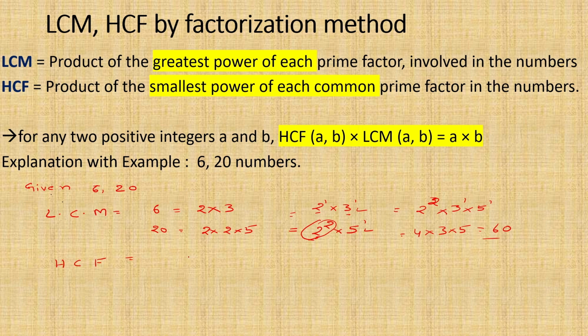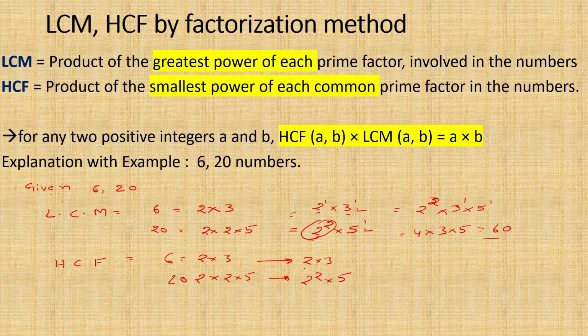HCF is equal to the smallest power of each common factor. 2 into 3 for 6, and 2 power 2 into 5 for 20.